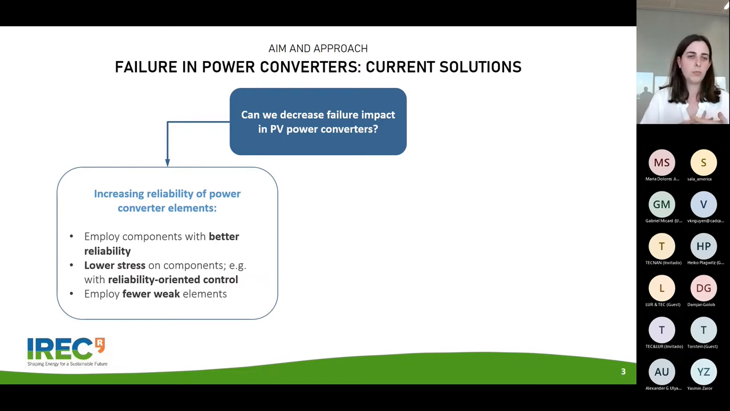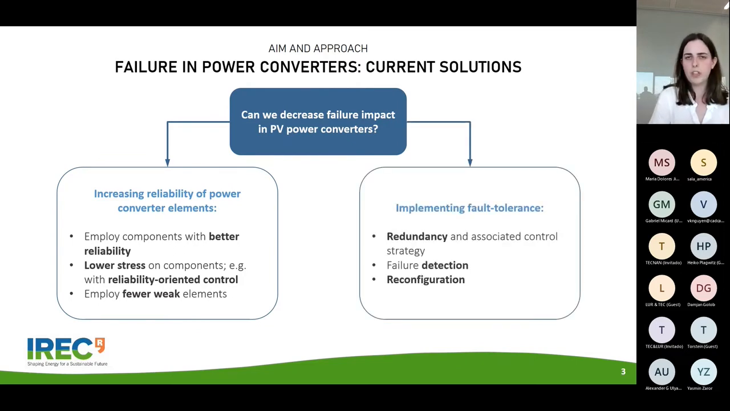Also, we can put lower stress on the components. For example, we can use reliability-oriented control. For instance, if we had a system that had several switches and one of the switches was heating, we could use a control scheme that would make the power flow through another switch so that the one that was heating cooled a little bit down and we could increase its lifetime. Also, we could employ fewer weak elements.